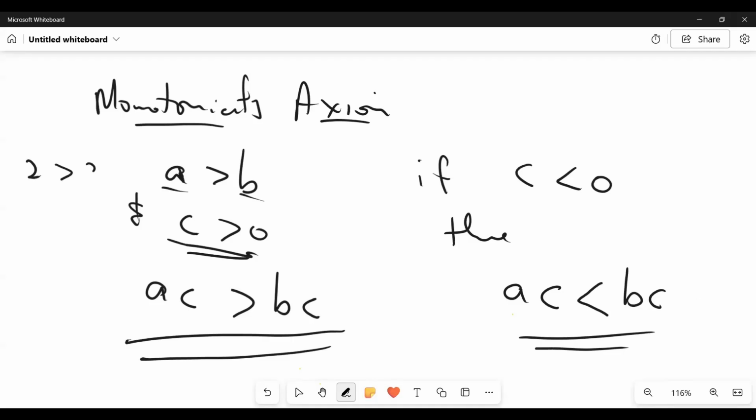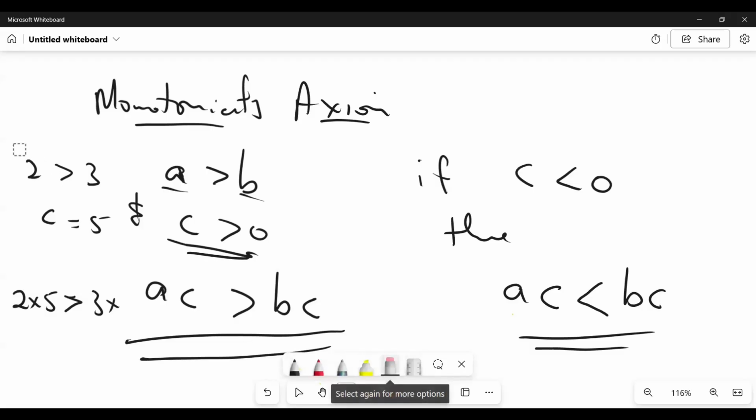2 is greater than 3, right? And let C be equal to 5. So 2 multiplied by 5 is still greater than 3 multiplied. Oh, what am I saying? I'm saying 2 is greater than 3, and not a soul will tell me nothing. Sheesh, man. All right, give me a second.